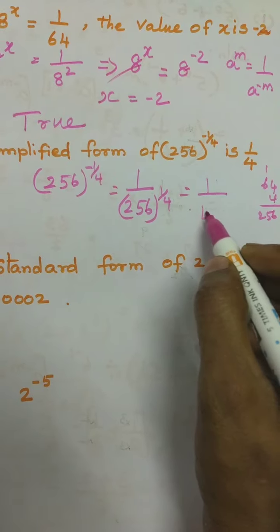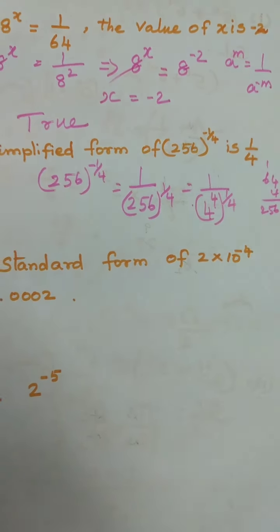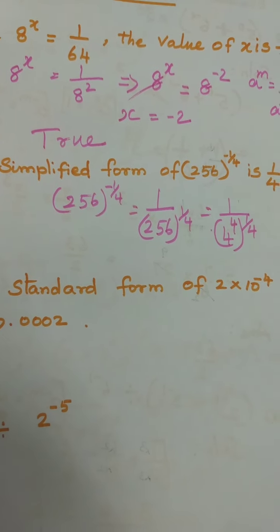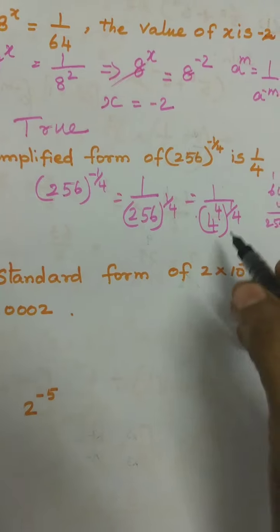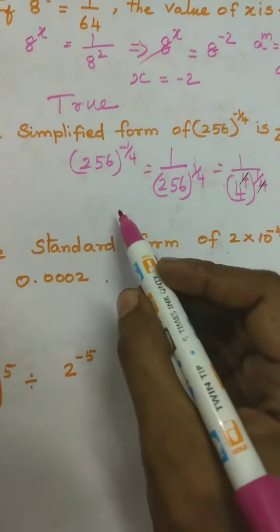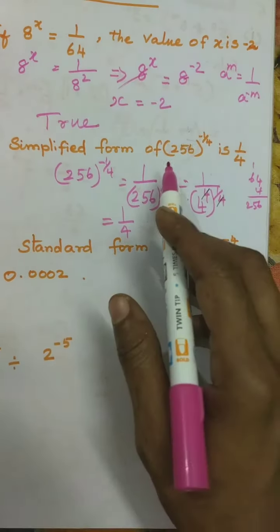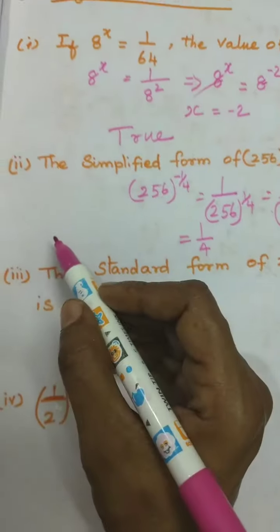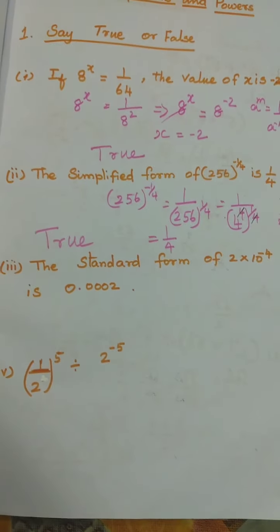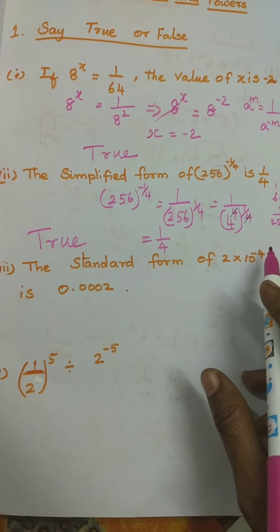So, 4 power 4 the whole power 1 by 4. If you multiply these two powers, we can cancel 4 and 4. 4 and 4 gets cancelled. So, the answer is 1 by 4. Here also they have given us 1 by 4. So, this statement is true. That is the answer.